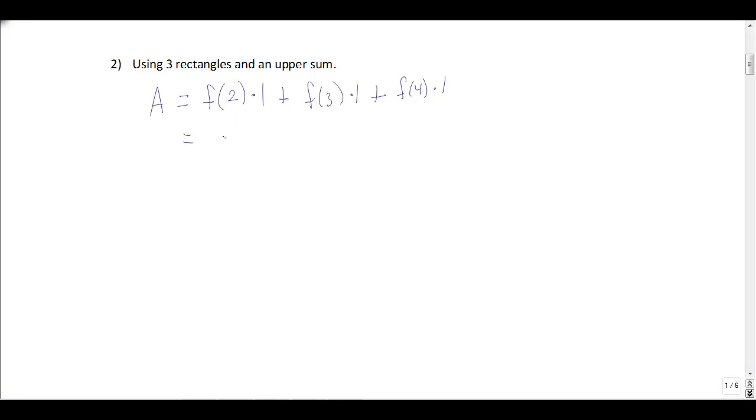We've already evaluated these. This was 6 times 1. F of 3 was 24 times 1. F of 4 is 4 cubed minus 4. That's 64 minus 4. That is 60. So plus 60 times 1. So we get 6 plus 24 is 30 plus 60. Here we're estimating our sum to be 90.